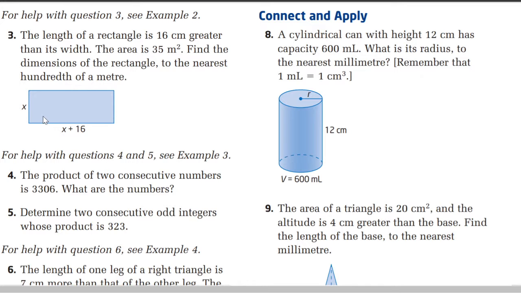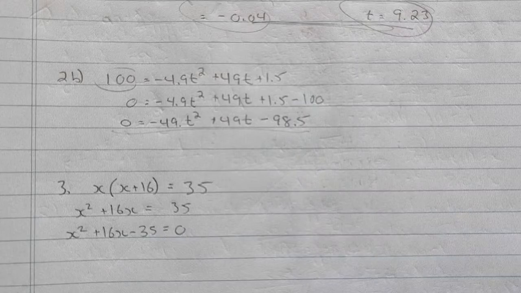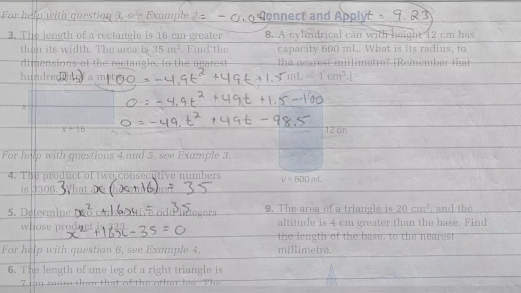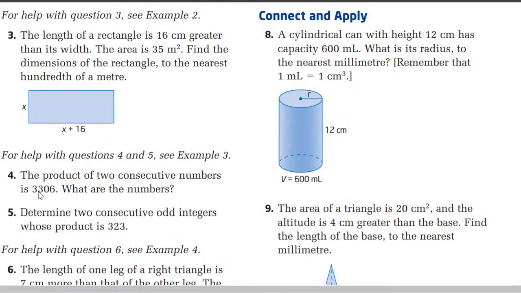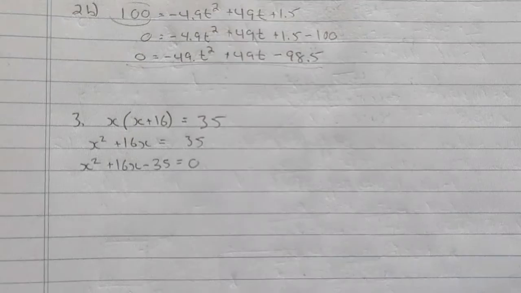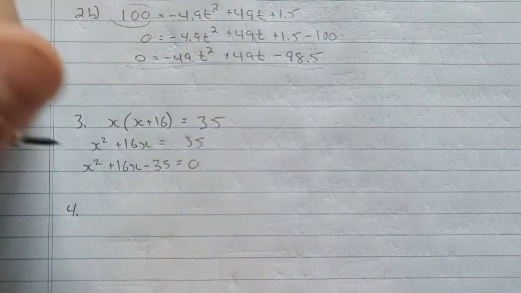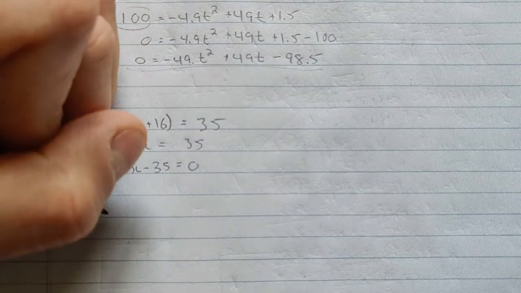The next one I want to go over with you is number 4. Sorry, number 4, we're already there. So number 4, the product of two consecutive numbers is 3,306. What are the numbers?